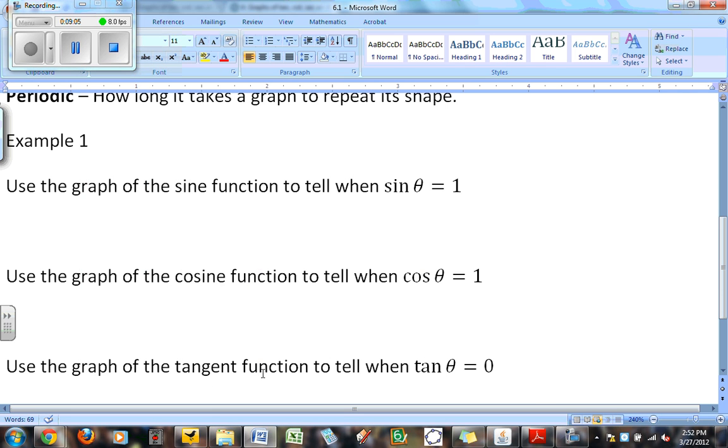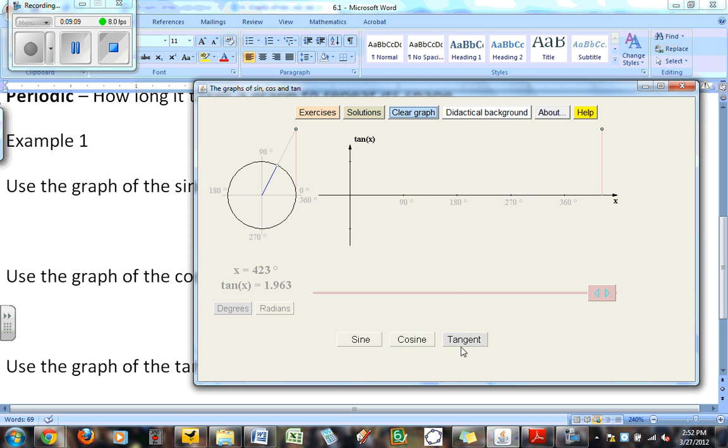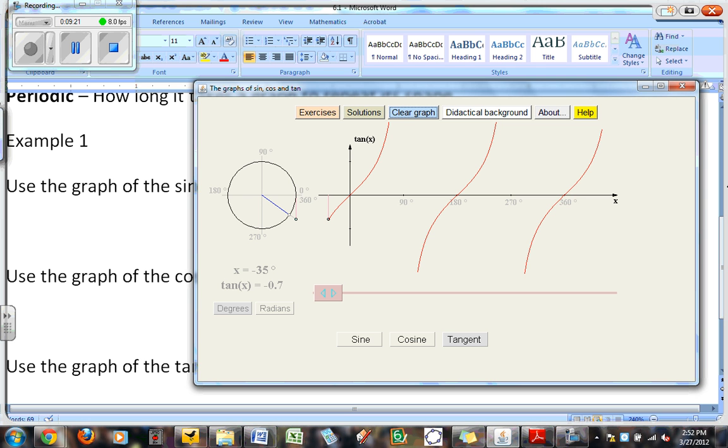Last one, it says use the function to tell when tangent of theta equals 0. So click on the tangent graph. When does tangent equal 0? Okay, so tangent equals 0 at 0, 180, 360. And remember, I told you tangent is the one that's different, that has a period of 180 degrees instead of 360 degrees. So every 180 degrees, tangent is 0. So we'd write tangent of theta equals 0 at 0 degrees plus 180k this time.